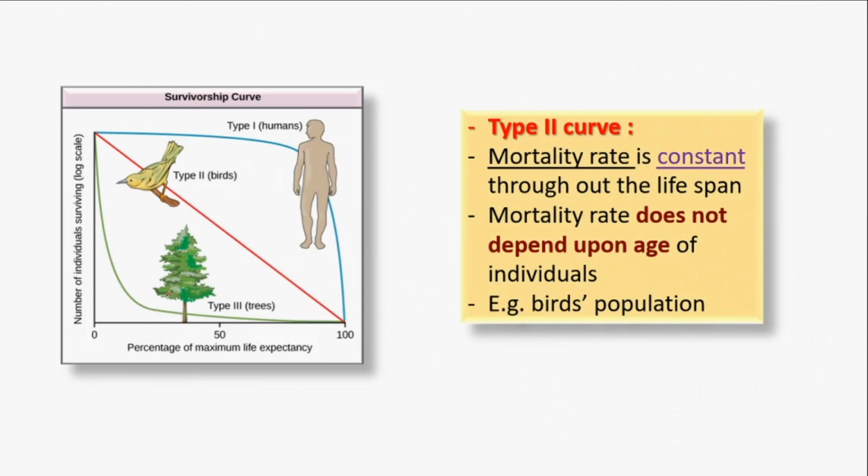Next is the type 2 curve. It is observed in the case of bird populations. Here, as you can see, it is a straight line survivorship curve, because the mortality rate is constant throughout their lifespan, and the mortality rate does not depend upon the age of the individuals of that population. So it is a straight line survivorship curve. As you can see in this graph, the percentage of maximum life expectancy is on the x-axis, and the number of individuals surviving is on the y-axis.